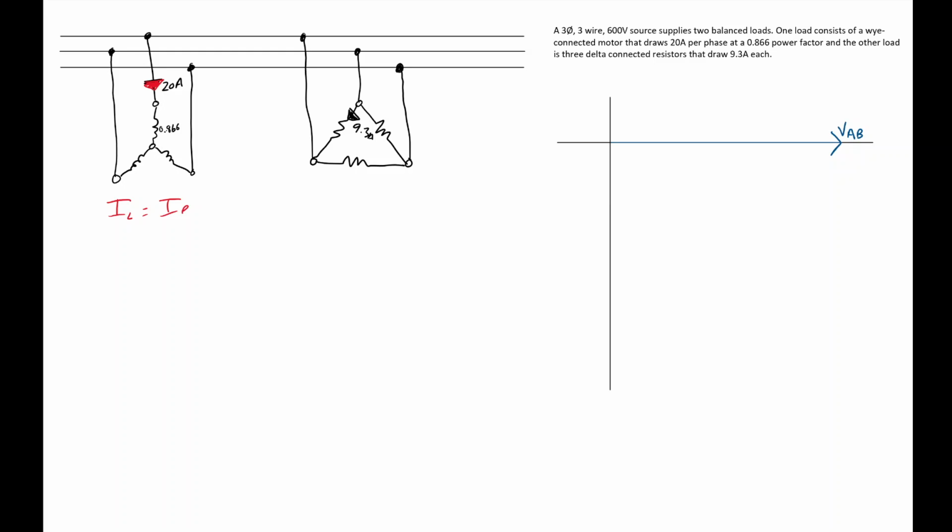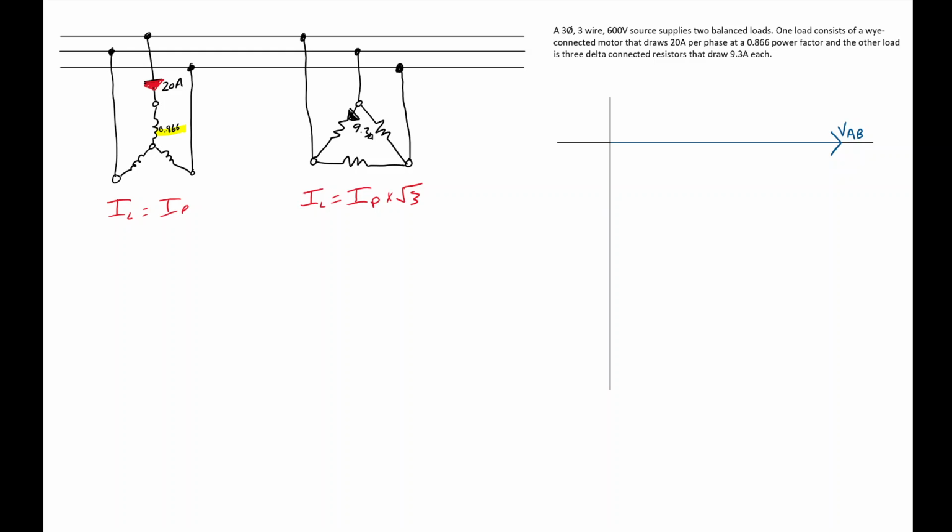at a power factor of 0.866. We know that power factor is in the phase. That has to do with phase voltage, phase current. The other load is three delta resistors that draw 9.3 amps each. So over here, I know that I line equals I phase times square root of 3. So we're going to do that. So let's start again with the Y load.